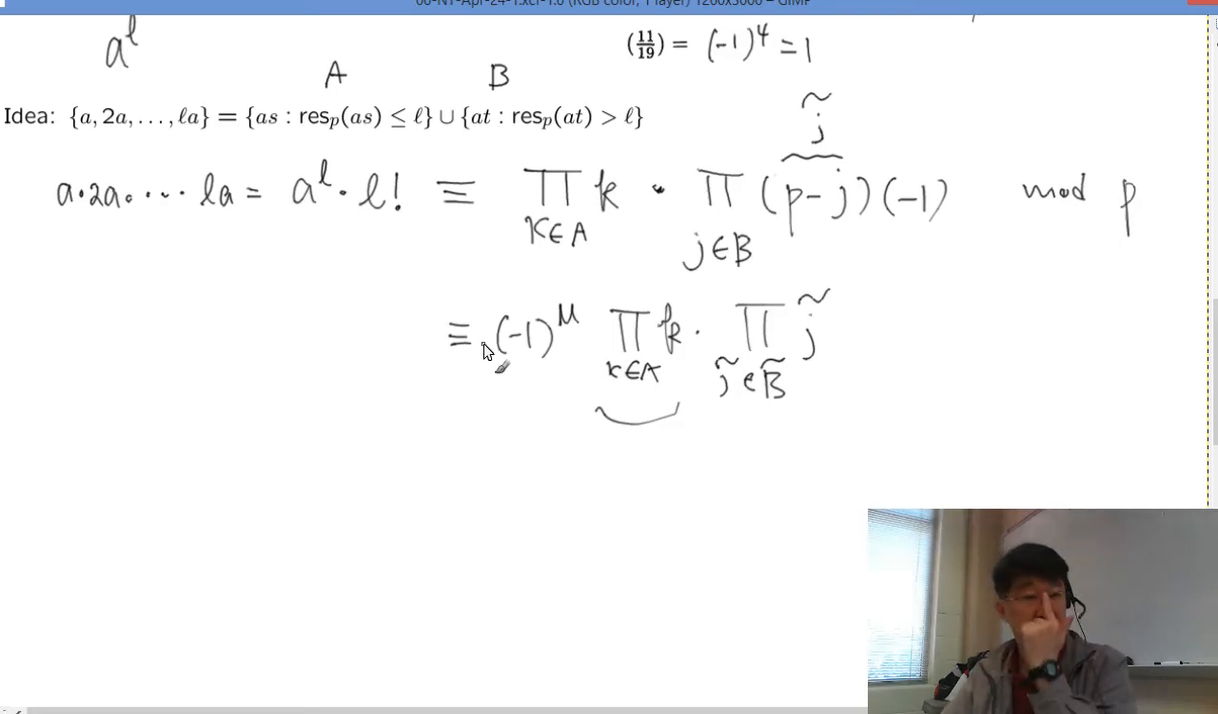Let's think about it just a few more seconds. Make sense? This A here is from there, whatever in here that falls inside less than or equal to L. These guys are outside L, but I changed that value to P minus J to make it inside, compensating by multiplying by negative 1. But how many of them? There are mu of them, right? So I factored it out. There are mu copies of negative 1.